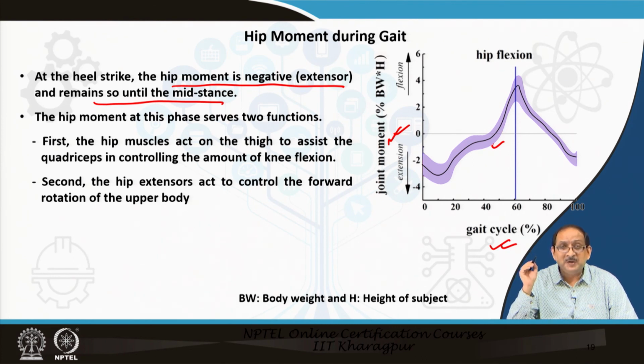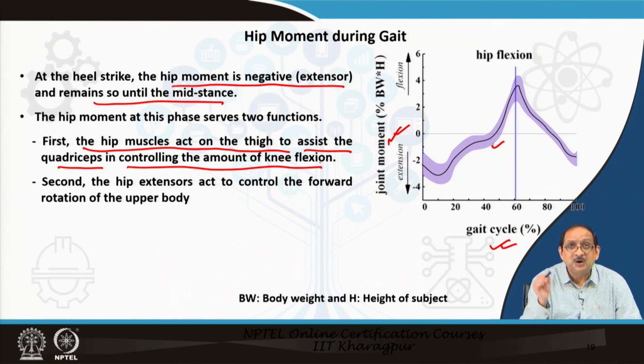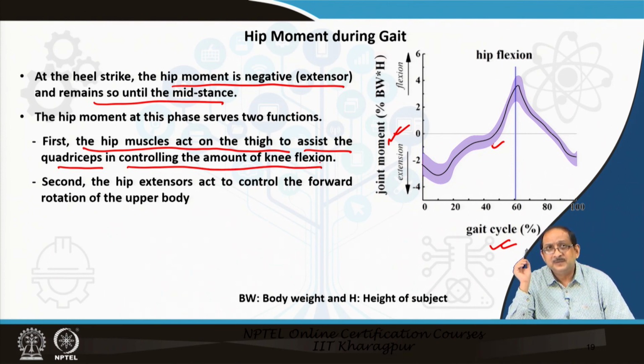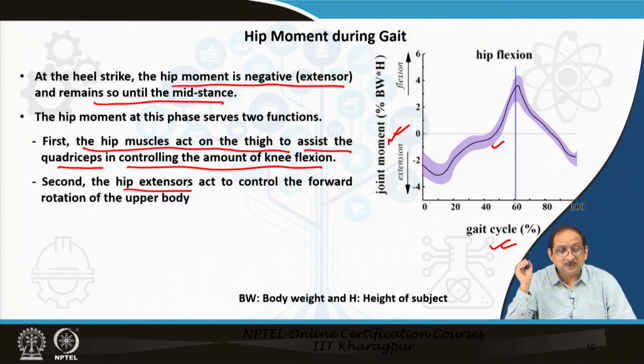The hip moment at this phase serves two functions. First, the hip muscles act on the thigh to assist the quadriceps in controlling the amount of knee flexion, and second, the hip extensors act to control the forward rotation of the body, the forward rotation of the upper part of the body.